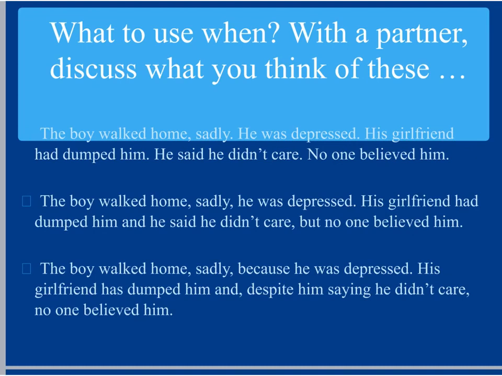The boy walked home sadly. He was depressed. His girlfriend had dumped him and he said he didn't care, but no one believed him. Is that correct? Fill out the answer in your booklet. The boy walked home sadly because he was depressed. His girlfriend had dumped him and, despite him saying he didn't care, no one believed him. Fill out the answer in your booklet.